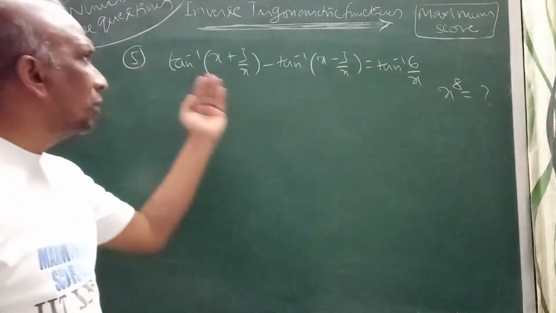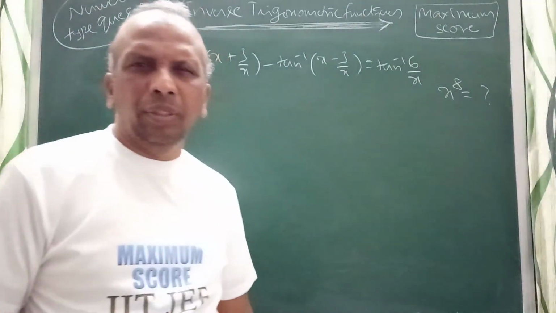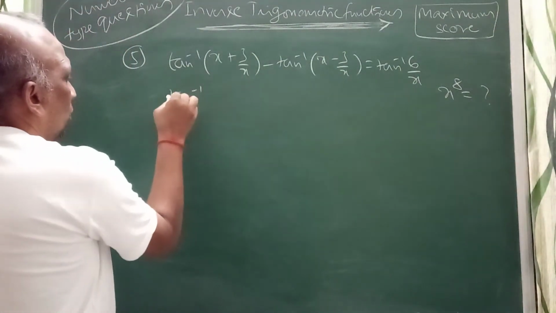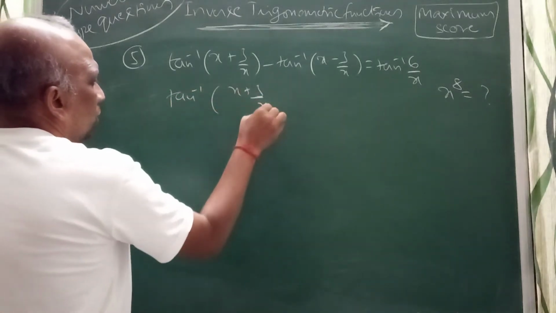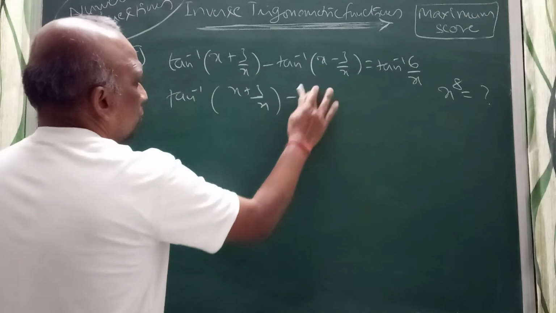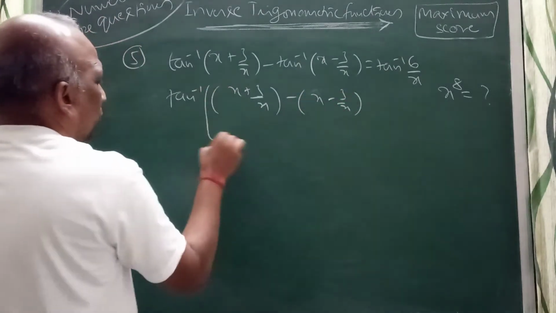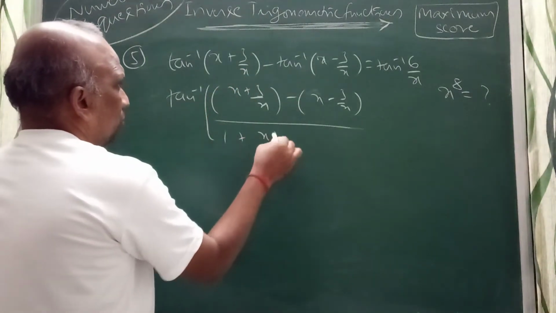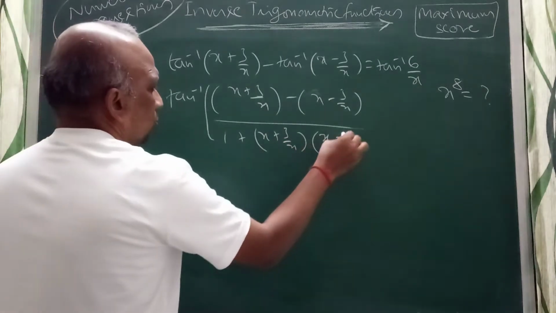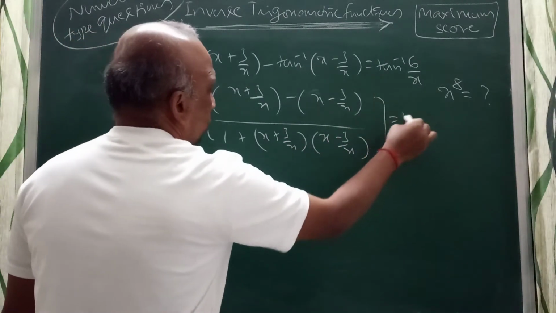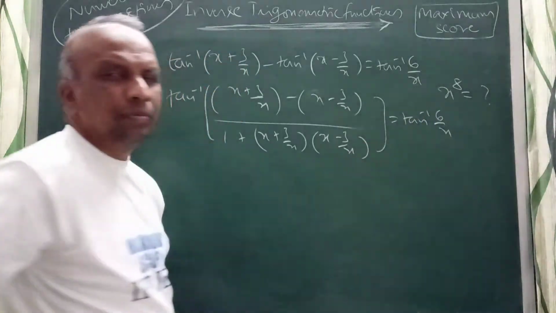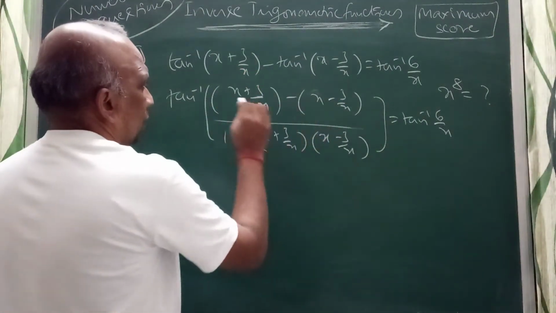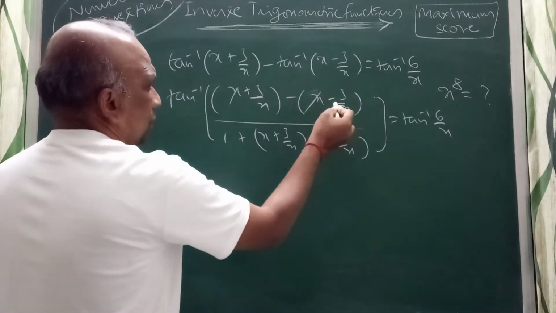Now in this problem they are given this relation. They are asking what is x power 8. But you can apply tan inverse x minus tan inverse y equals tan inverse of (x minus y) by (1 plus xy), right? This is equal to tan inverse of 6 by x. Now this is equal to 6 by x again, right? If I take it, the x minus y terms get cancelled here. This will be 3 by x minus 6 by x.